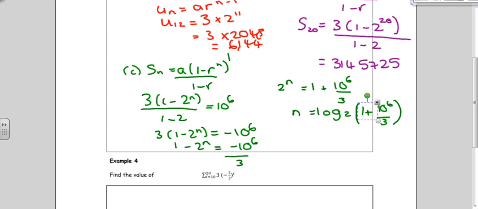So if we put that into our calculator, we come out with 18.3466104. So of course, as I said, I'm going to end up rounding up because that is when it becomes equal to 10 to the power of 6, but we can't have a decimal term. We can only have full number terms. If we take n equals 18, that's still going to be smaller than 10 to the power of 6. So therefore, the minimum n is equal to 19.